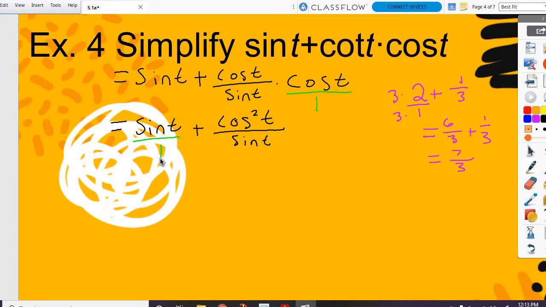Should be sine squared of t. Yes, so we need to multiply the top and the bottom by our other denominator, which is sine of t, because that's what we need them to be the same in order to be able to add them. So then, if we multiply, we would get a sine squared of t on top, and then a sine of t on bottom.